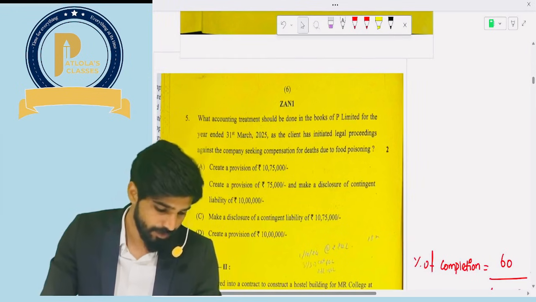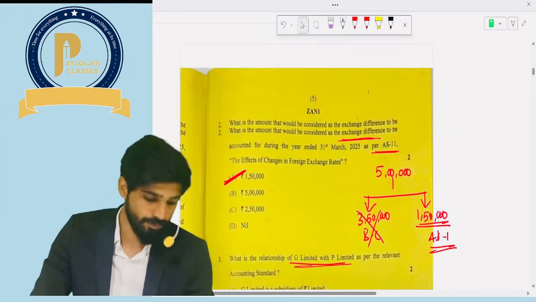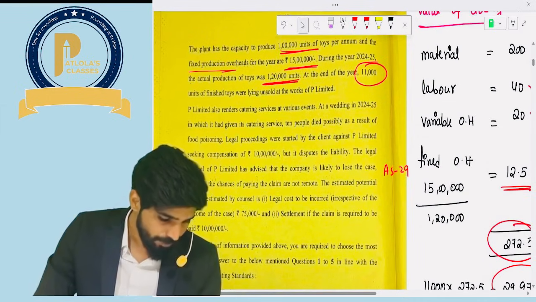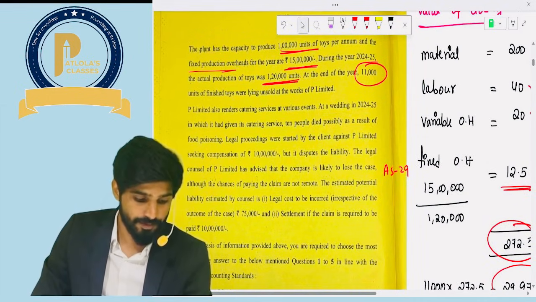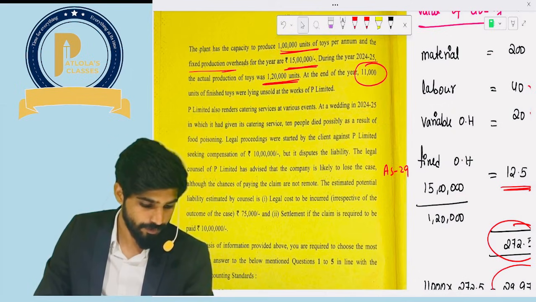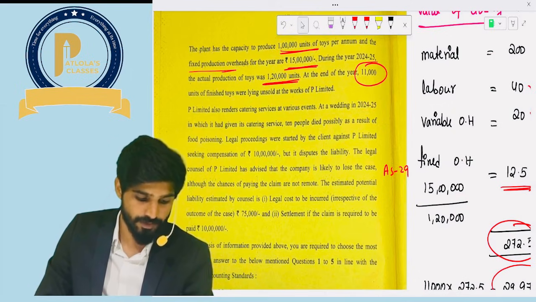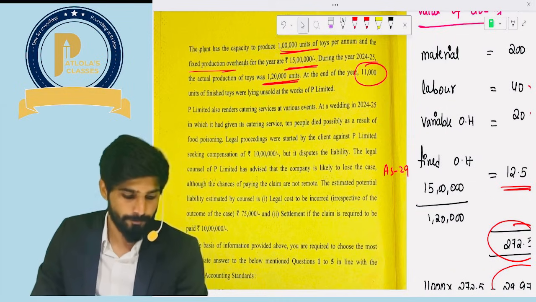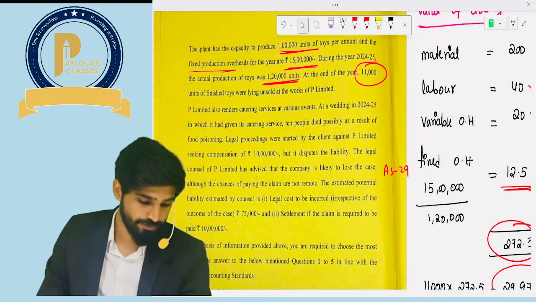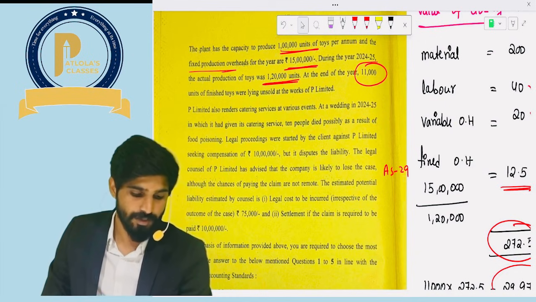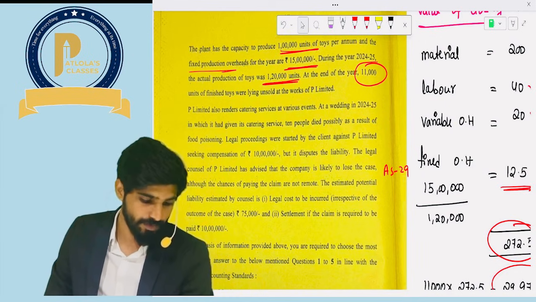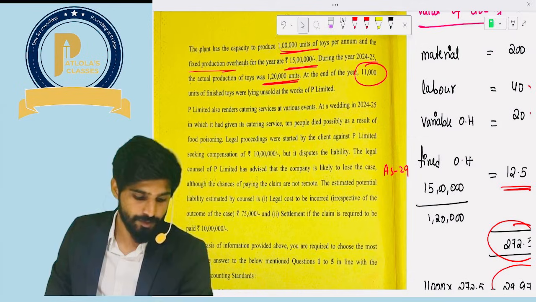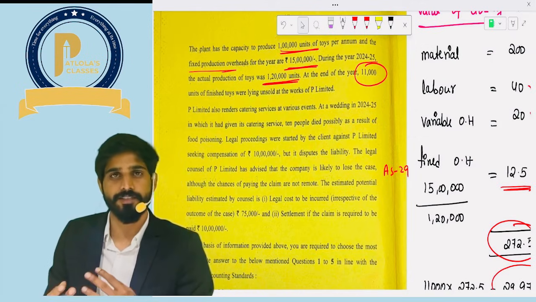Chalo. Let us get into the next one. They are asking about AS 29. Let us read what they are expecting. P Limited also renders catering services at various events. Okay, at a wedding in 24-25, which it had given its catering service, 10 people died possibly as a result of food poisoning. So legal proceedings were started by the client against P Limited seeking compensation of 10 lakhs. But it disputes the liability, means it is not yet finalized. They have filed a case.